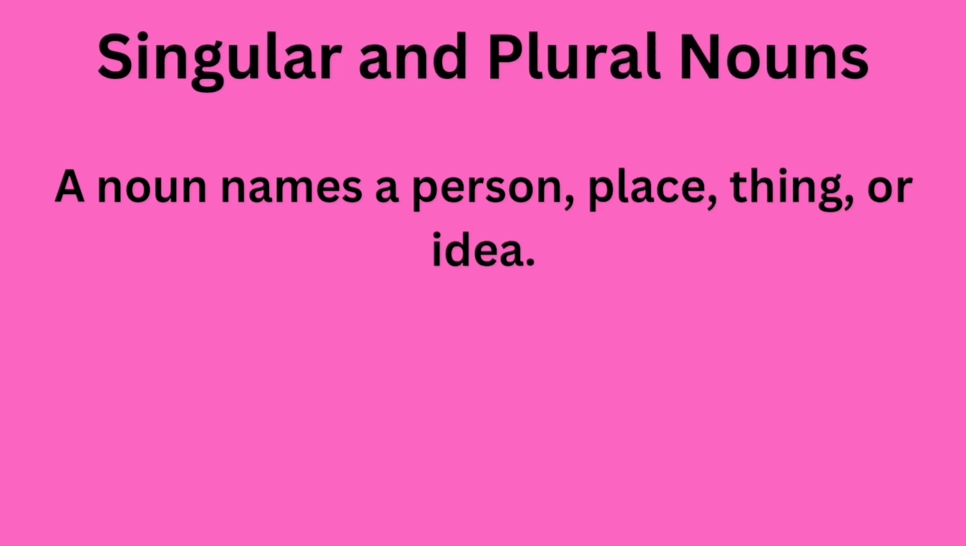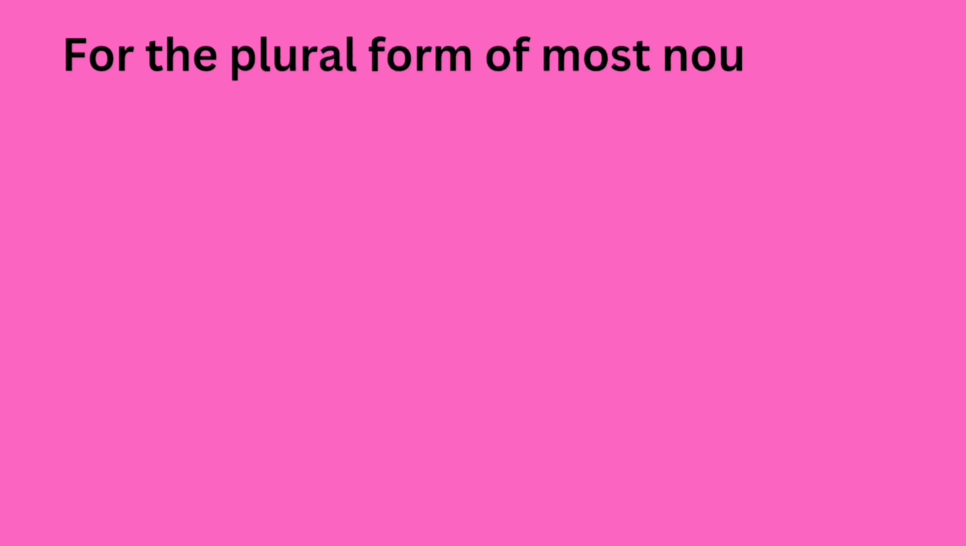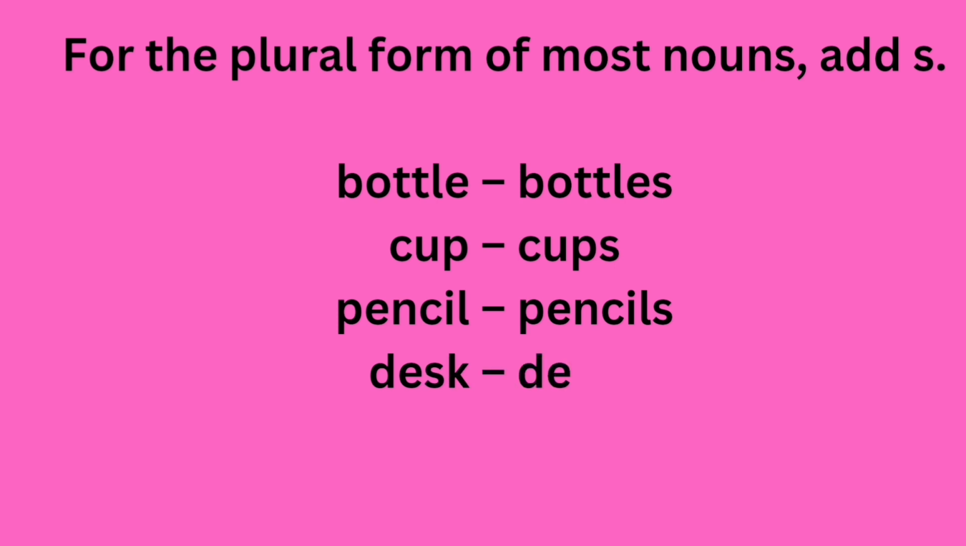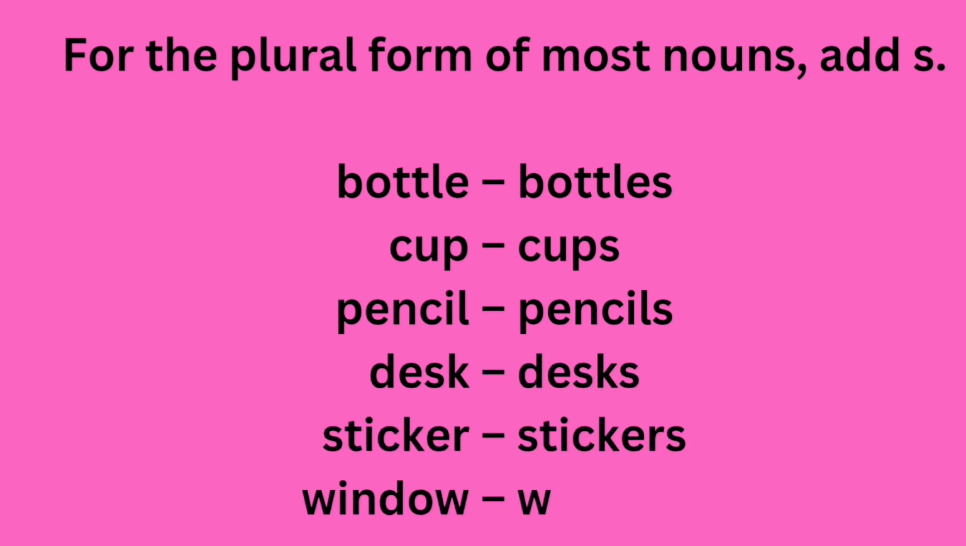Singular and plural nouns. A noun names a person, place, thing. For the plural form of most nouns, add s. Bottle, bottles. Cup, cups. Pencil, pencils. Desk, desks. Sticker, stickers. Window, windows.